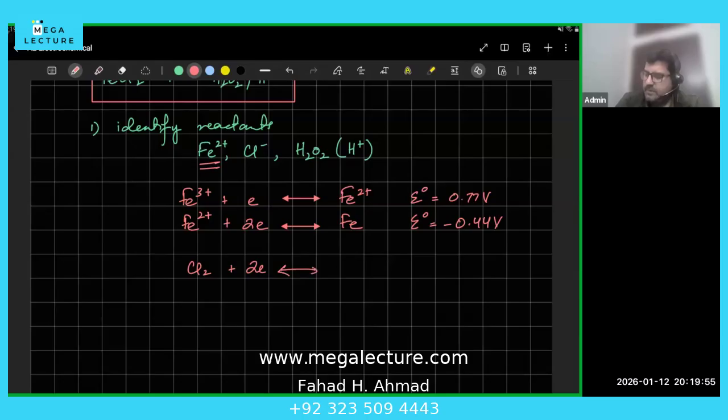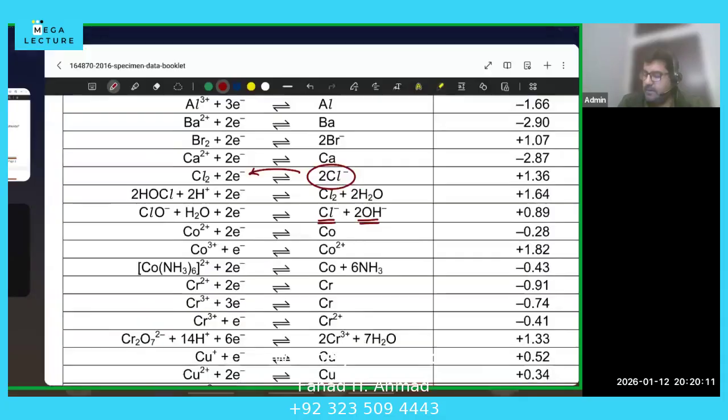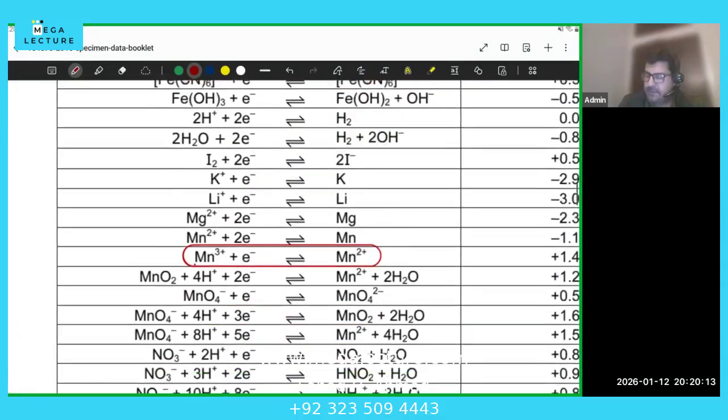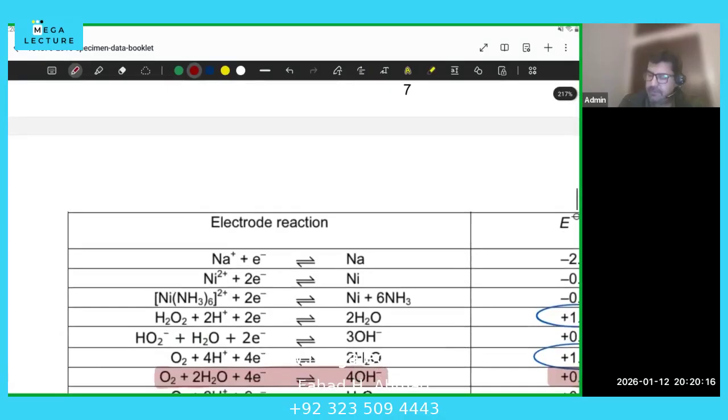And it's in equilibrium with 2 Cl-1. And the E naught was 1.36. And then there's H2O2 acidified H plus 1. So let's try and find out what it would do. So that also has many possibilities here.